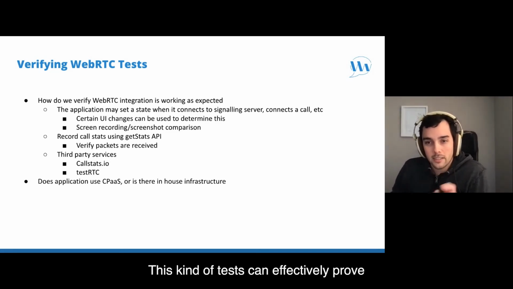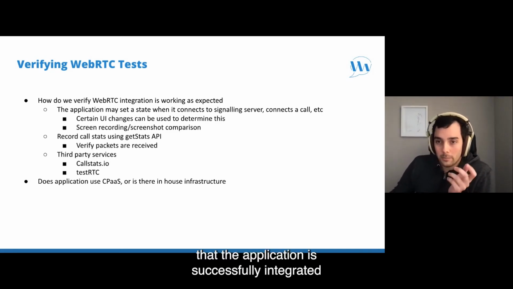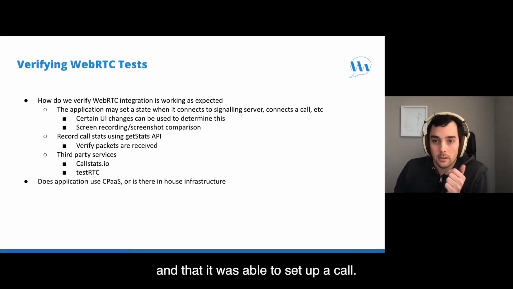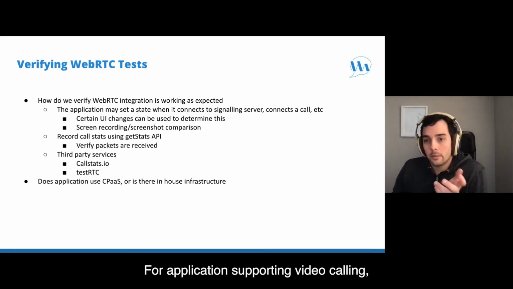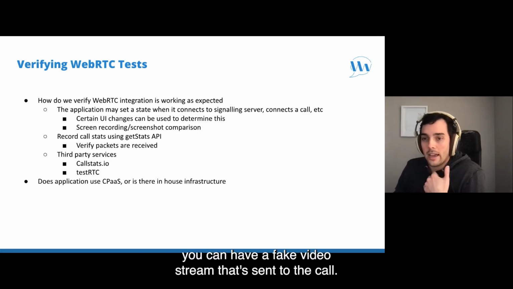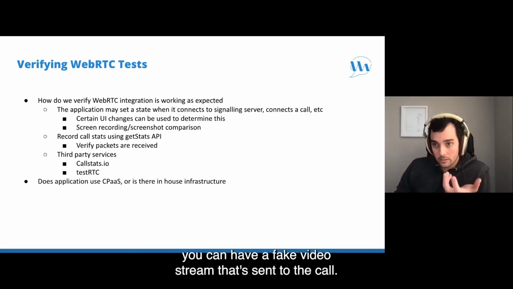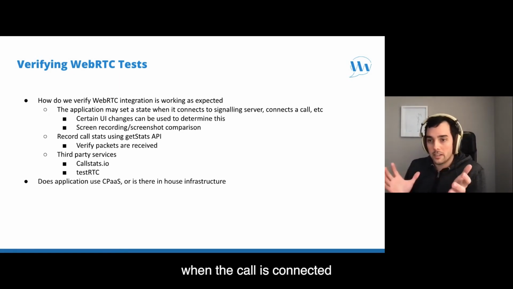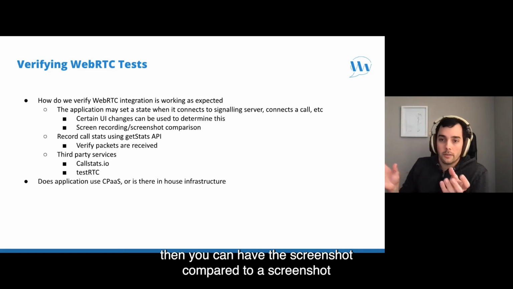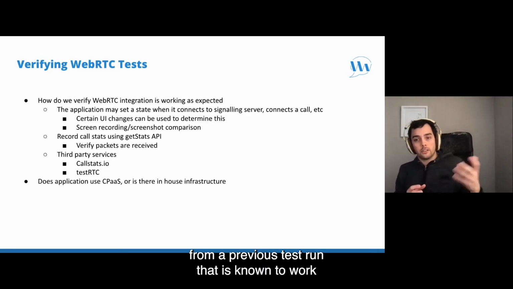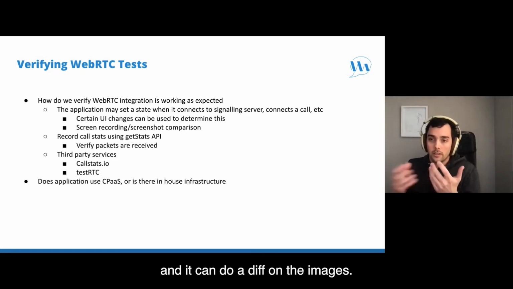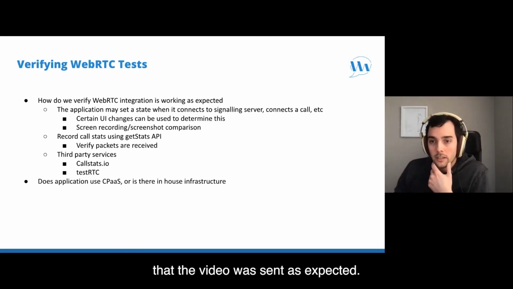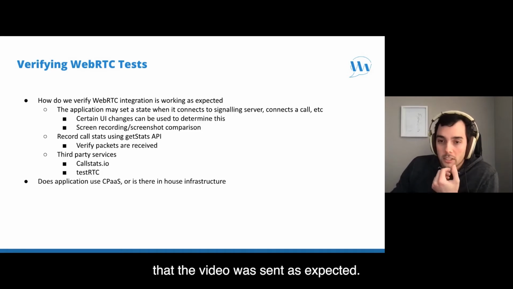This kind of test can effectively prove that the application has successfully integrated with the calling libraries and that it was able to set up a call. For applications supporting video calling, you can have a fake video stream that's sent to the call. Then the test can take a screenshot when the call is connected. Then you can have the screenshot compared to a screenshot from a previous test run that is known to work, and it can do a diff on the images. And this diff can then be used to ensure that the video was sent as expected.